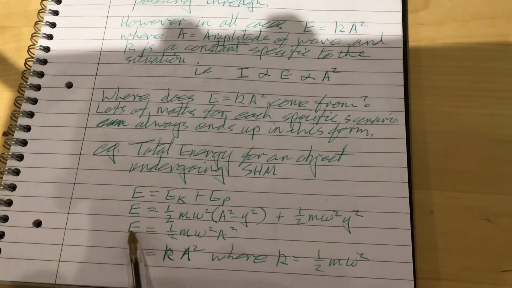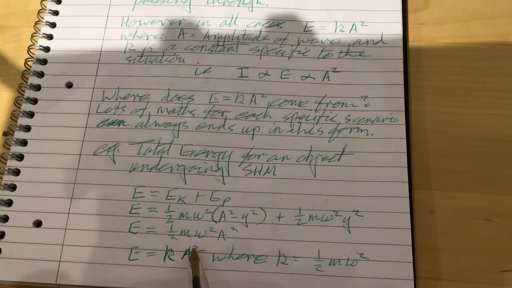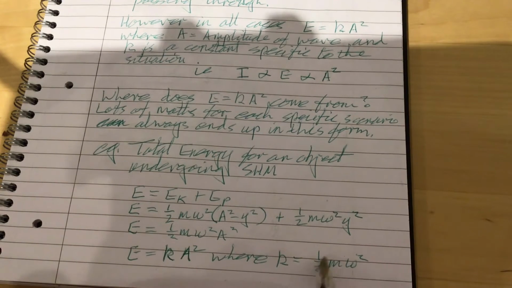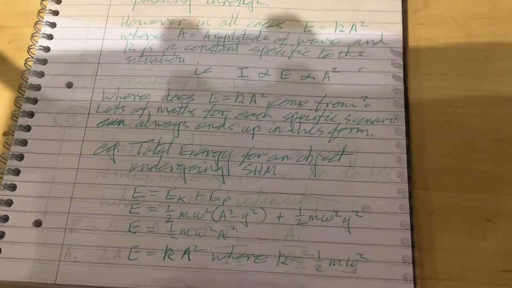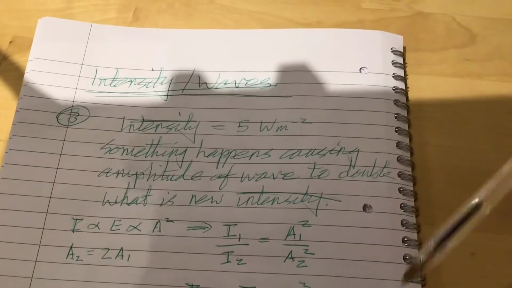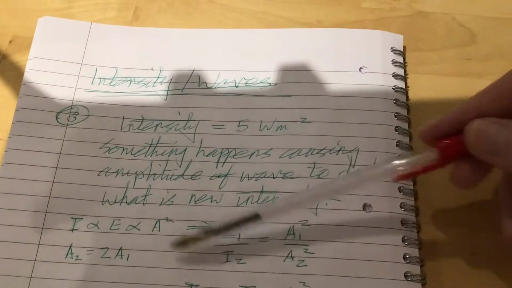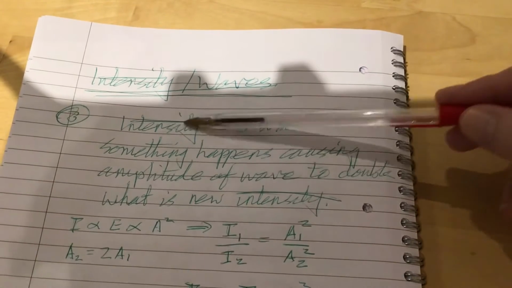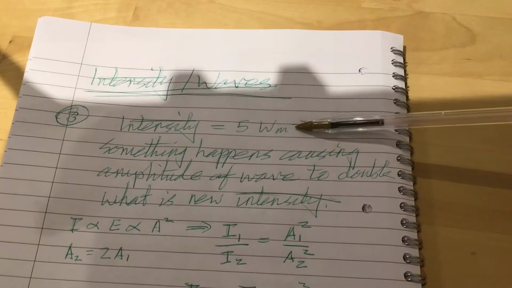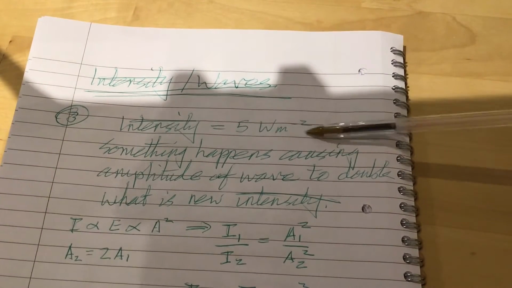And sure enough, that's in the form E equals Ka squared, where k, in this case, is a half m omega squared. Let's try a couple of examples of what sort of thing might appear exam-wise about intensity of a wave. So we've got a wave which is getting an intensity of 5 watts per square meter.